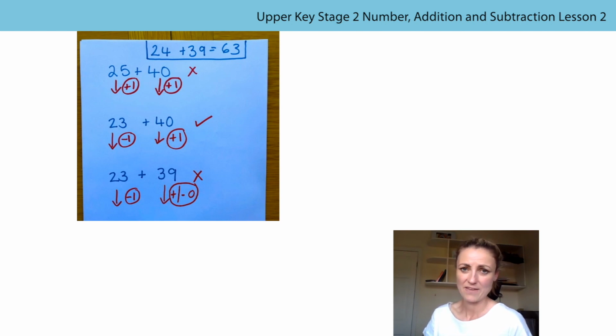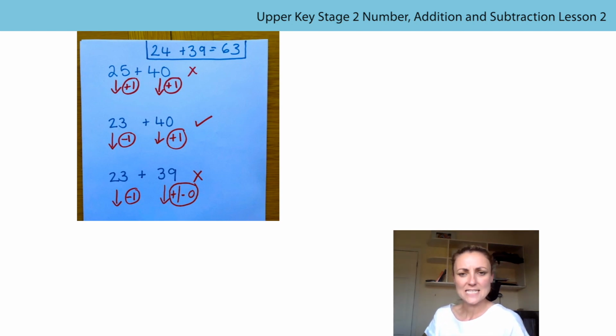We know that if we increase one addend by an amount, we have to decrease the other addend by the same amount. So that's not right. The second calculation is 23 add 40, so it's been redistributed.